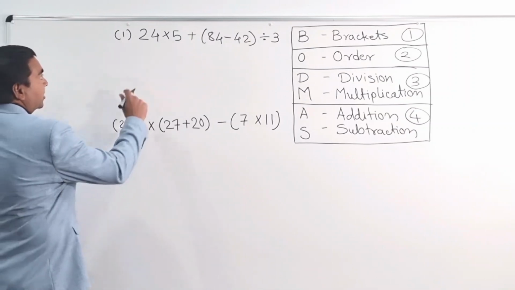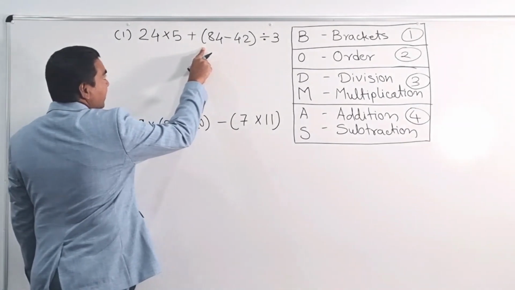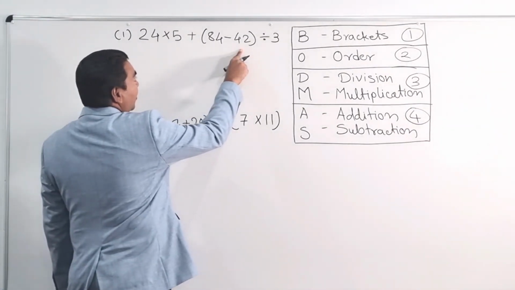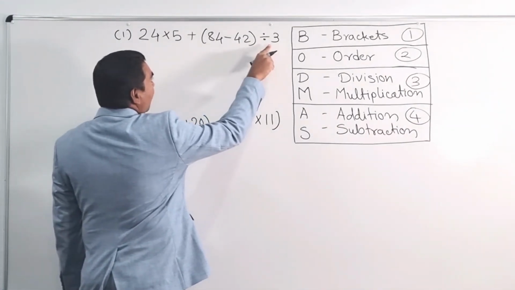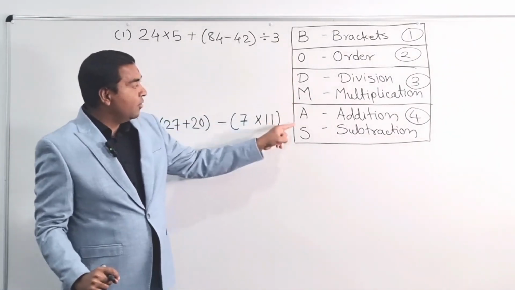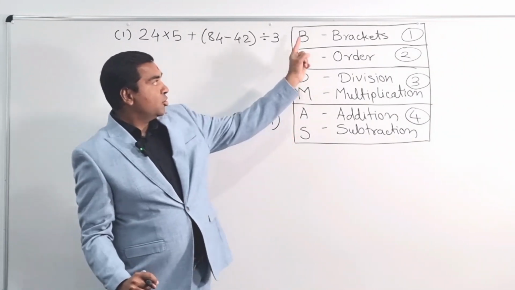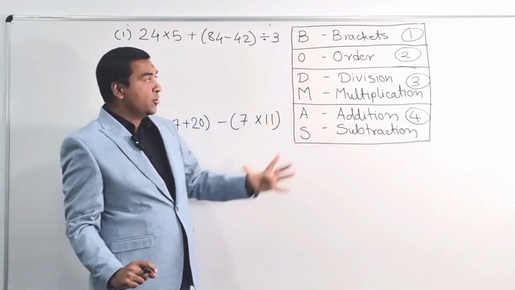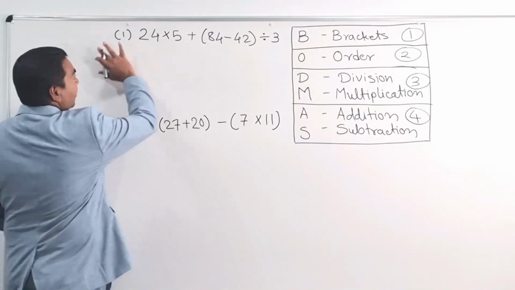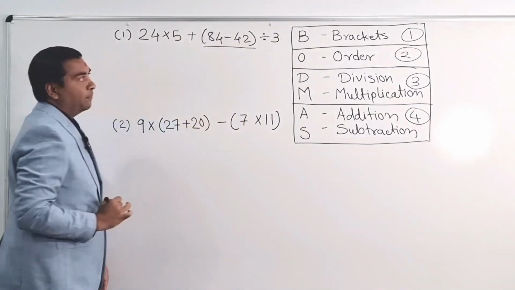Very first question, 24 times 5 plus bracket 84 minus 42 bracket complete divided by 3. Now we do know this is our order of operation, BODMAS. So bracket is the first priority. So let me check, is there any bracket involved? Oh yes, I do have a bracket involved here.